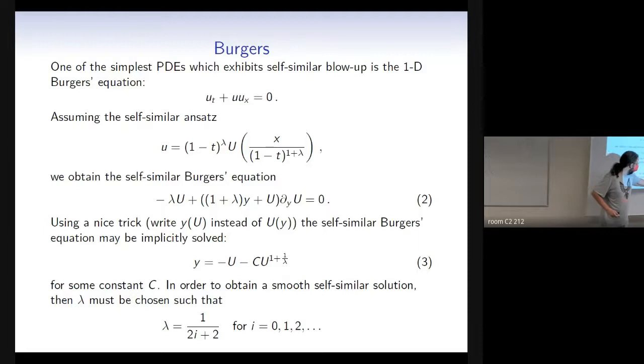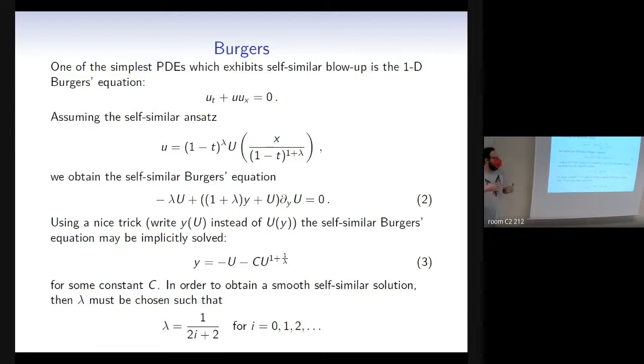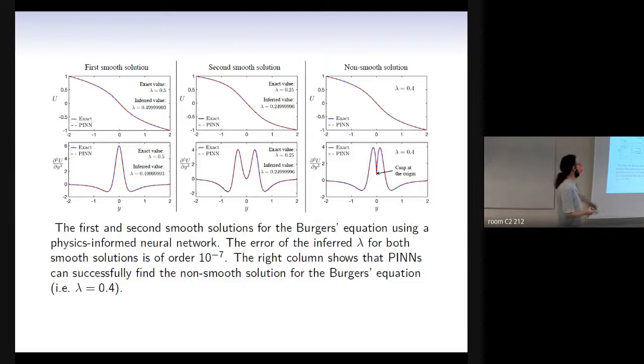Okay, so then you have to really project or somehow take away this unstable direction. Okay, so this is what the machine output. Okay, so this is the ground state. This is the first smooth solution, indistinguishable from the point of view of the solution. The lambda is very well approximated. It's like 10 to the minus 7 away.